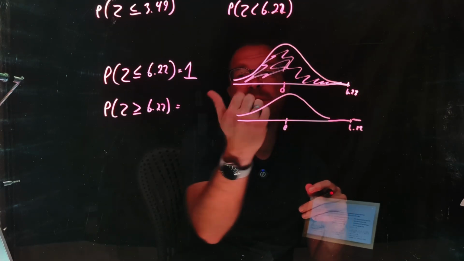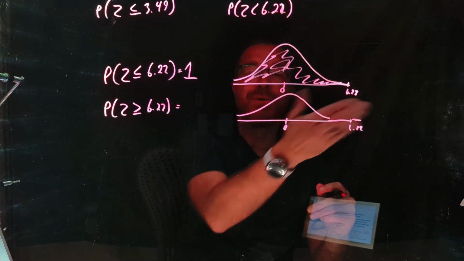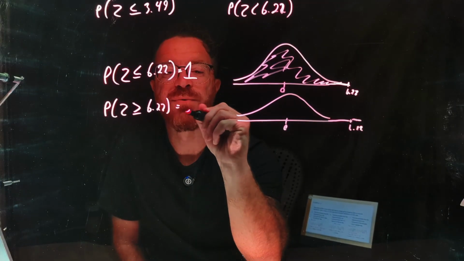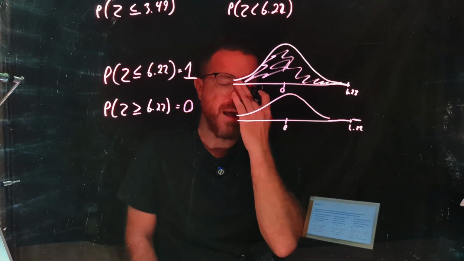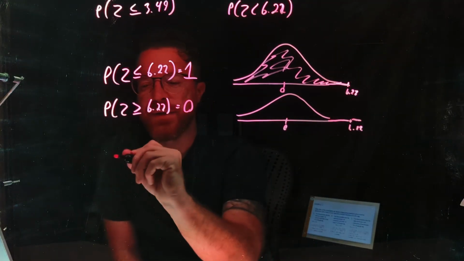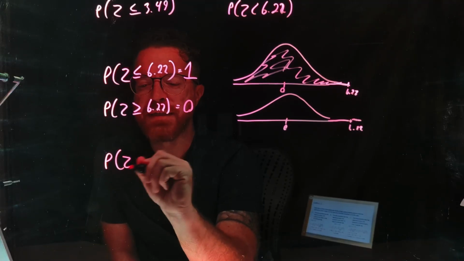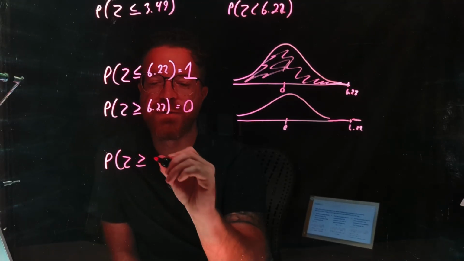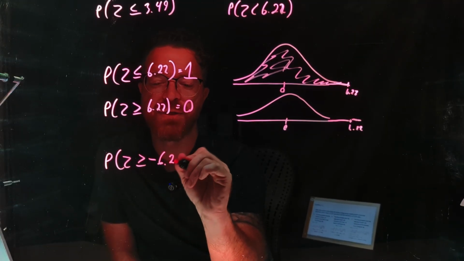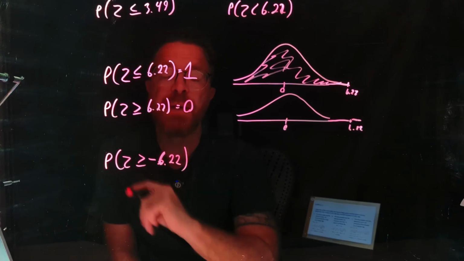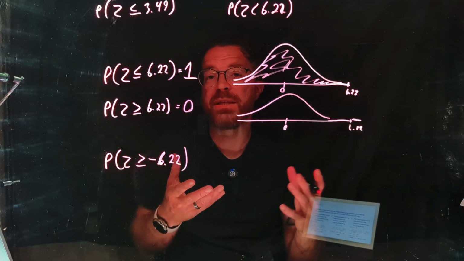When we were looking to the left of it, we said it was roughly 1. So to the right of it is going to be roughly equal to 0. If we have negative values, if we have the probability z is greater than or equal to negative 6.22, right? Because this is going to follow by the same thing with symmetry.